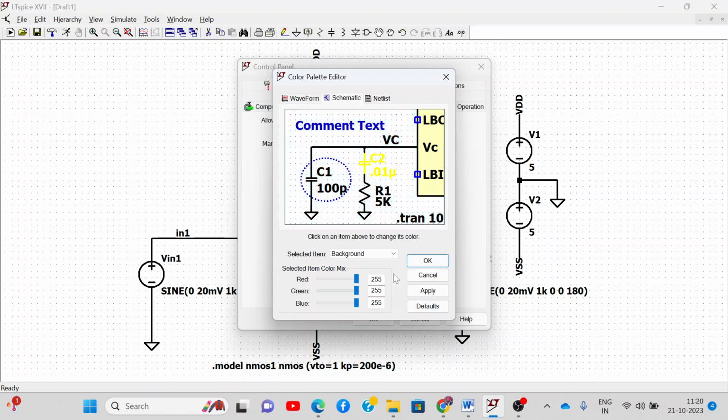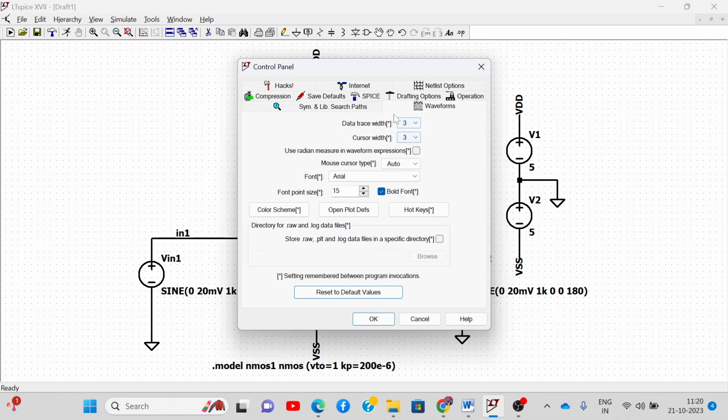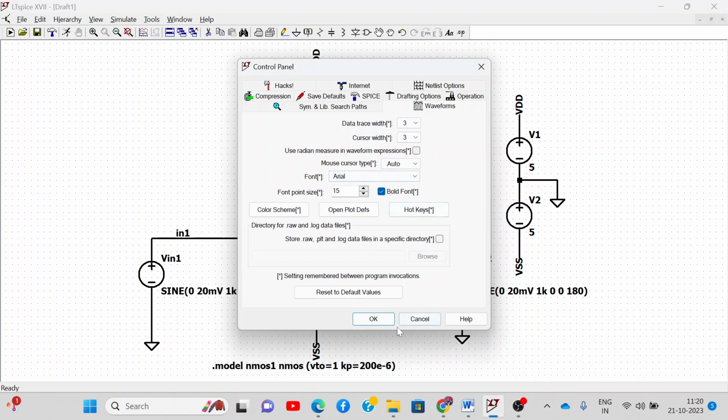See like this. Okay. If you want to make the components and wires also black, you can make it 000. For black, make it 000. For blue there is something else, but that is enough. The rest you can keep as it is. So this is how you can select the background and keep the pen thickness as 4. And also in the waveforms, keep the data trace width as 3 and cursor width as 3 and font point size as 15. Please do these things before you start with the experiment.